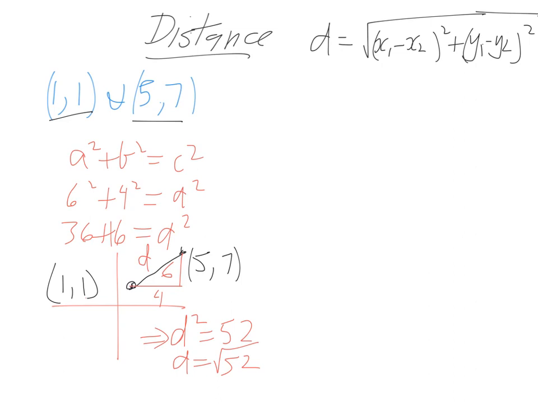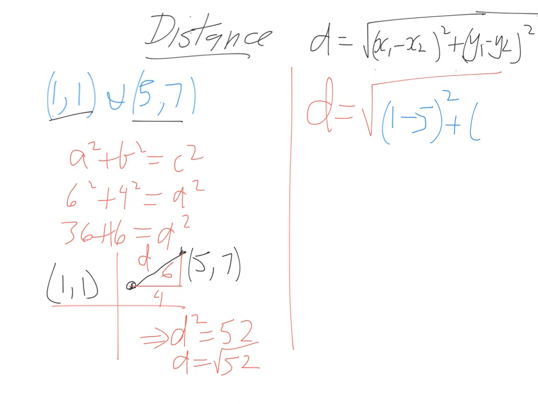We can substitute these values into here. So let's have a look. D equals the square root, I'm going to use a different colour, of 1 minus 5 all squared plus 1 minus 7 all squared. So we'll say 1 minus 5 is 4, so it's going to be negative 4 to the power of 4. It's not going to be 4 to the power of 4 at all. That's going to be negative 4 squared. I've done it again. Negative 4 squared plus negative 6 squared.